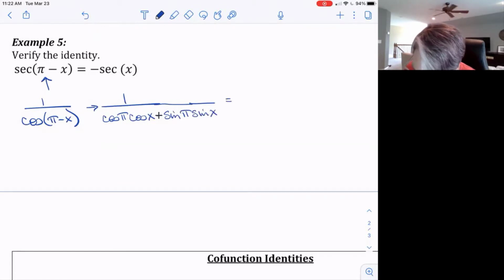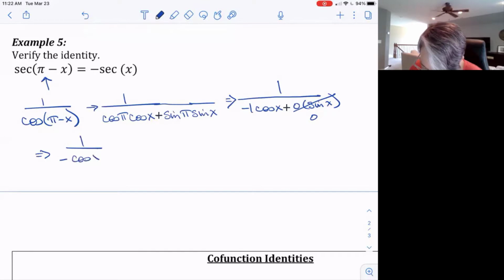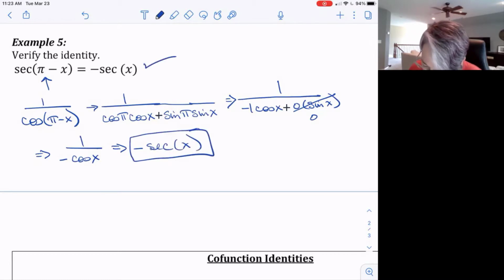Well, we know that the cosine of pi is -1 times the cosine of x, which we're not sure of. But the sine of pi is 0, so that gives us +0 times sine of x. So this whole thing here is 0. That gives us 1 over a negative cosine of x, which is equivalent to the negative secant of x. And this is the same as our right-hand side. So we have verified. Notice I did not manipulate the right-hand side at all. We stayed with the left-hand side.